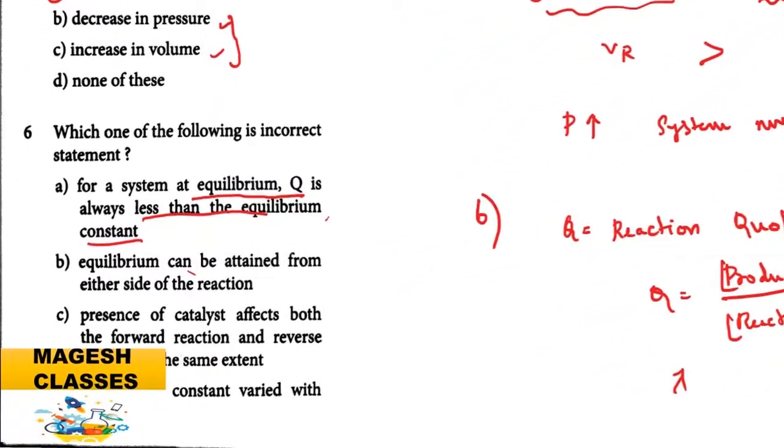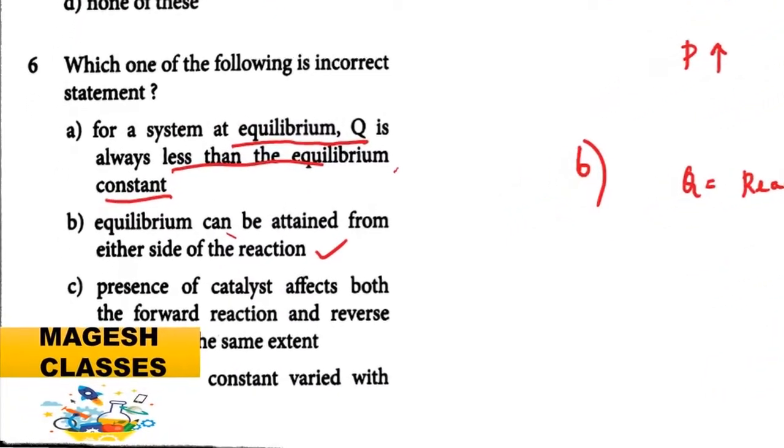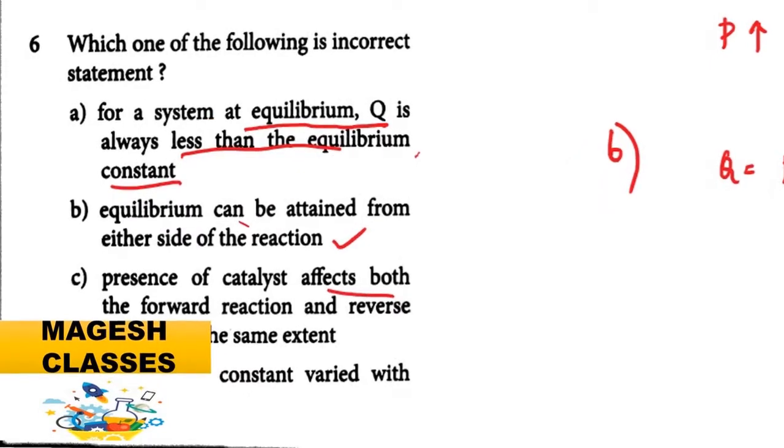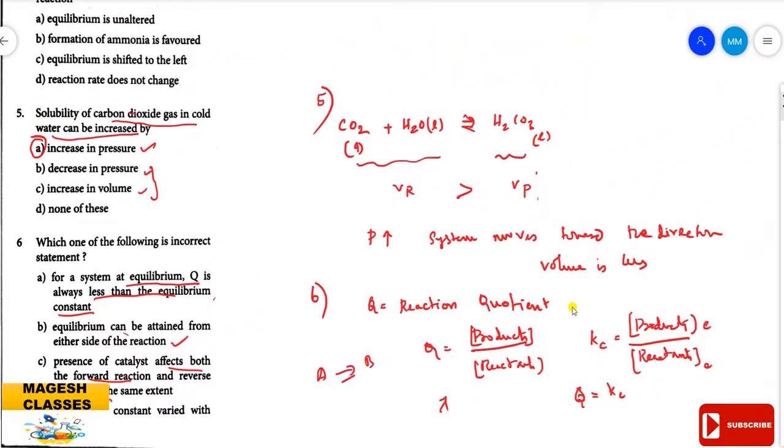Then, equilibrium can be attained from either side of the reaction. Correct. Presence of the catalyst affects both the forward reaction as well as the backward reaction. It is also correct. The reaction is altered by the catalyst, it alters the speed of the reaction in both the forward and backward direction. Equilibrium constant varies with the temperature. That is, as temperature increases, the equilibrium constant value also varies. So it is a right statement. So A is the incorrect statement.